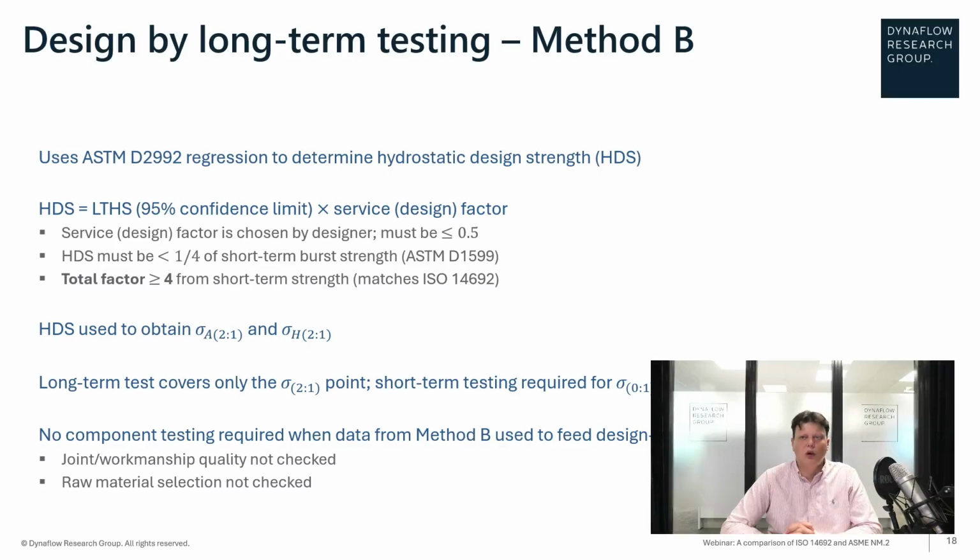What this also means is that when you have this long-term testing and you've done this regression test to determine the hydrostatic design strength, you can use this equation to feed these design by rules calculations. So we saw in method A that it is required. In method B, it is not strictly required to use the design by rules equations, but if you do, you are not obligated to test your designed pipes, elbows, components in general, which of course means that your joint and workmanship quality is not checked, and the raw material selection is not checked.